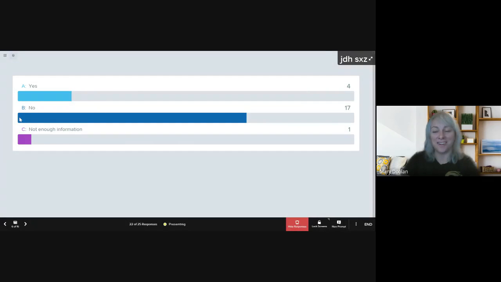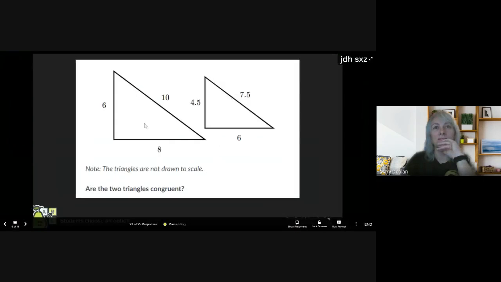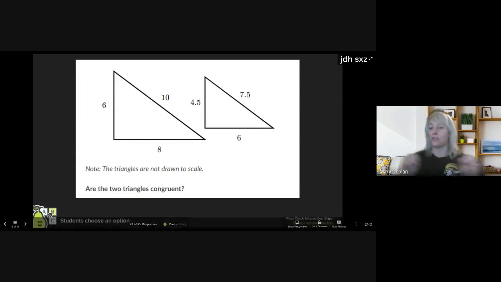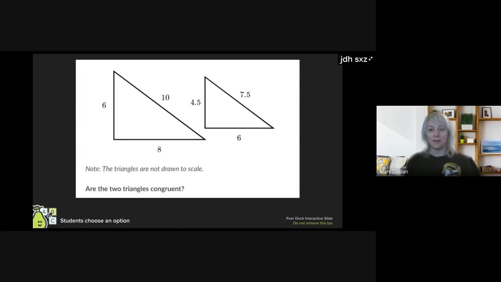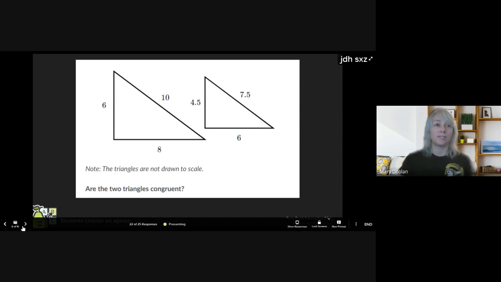No, they are not congruent. So no is the correct answer. Most of you figured that out. Two triangles that clearly are showing you that the side lengths are different lengths. They are not the same size. Now, those possibly could be similar triangles if the side lengths are in proportion to one another, and they could possibly be, but they are not congruent. It's asking us if they're congruent, and they are not. They're different sizes.